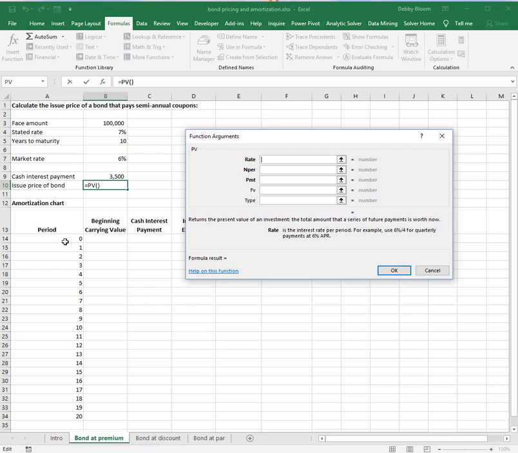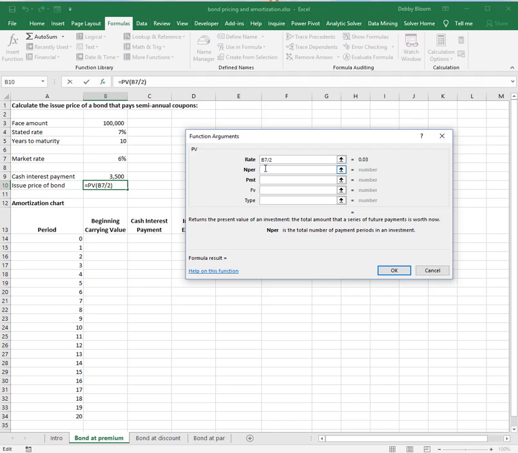So the interest rate that I'm going to use is the market rate. So instead of typing 6%, I'm actually going to click on cell B7, which will put the 6% in. But remember, I have to divide by 2 because this bond is semi-annual. So I'm just going to type /2 and let the computer calculate half of 6%.